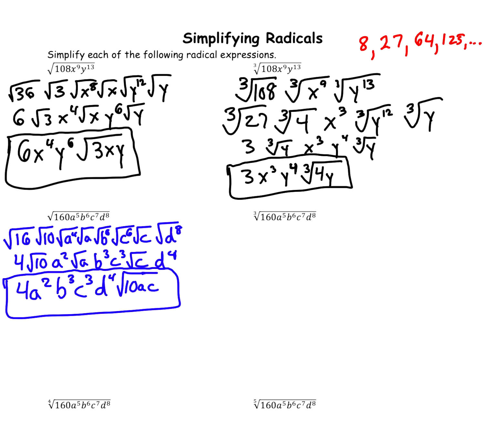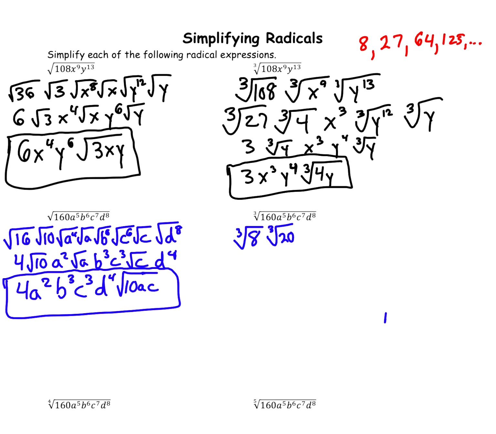So the cube root of 160, same number, a to the 5th, b to the 6th, c to the 7th, d to the 8th. We want to look for perfect cubes here, not perfect squares, because it's a cube root. So I'm going to separate the highest perfect cube that goes into 160, which should be 8. So it'll be the cube root of 8, and then 160 divided by 8 would be 20, times the cube root of 20.